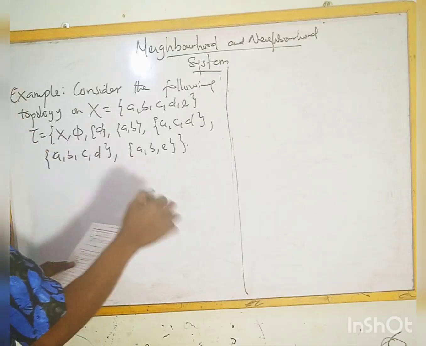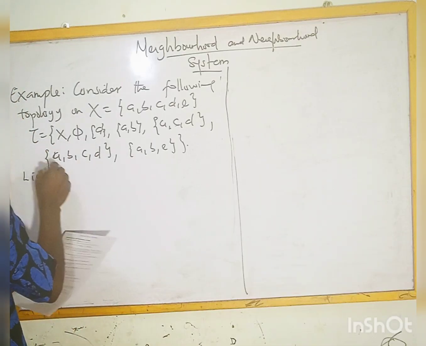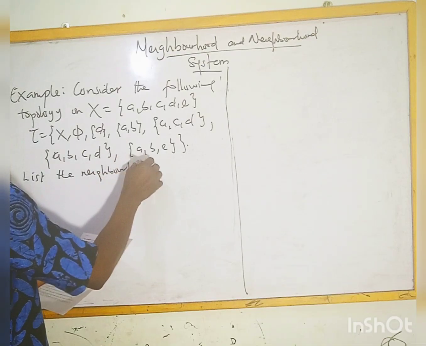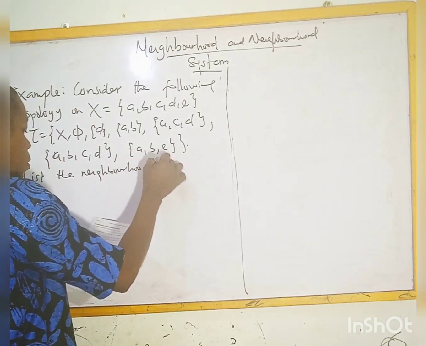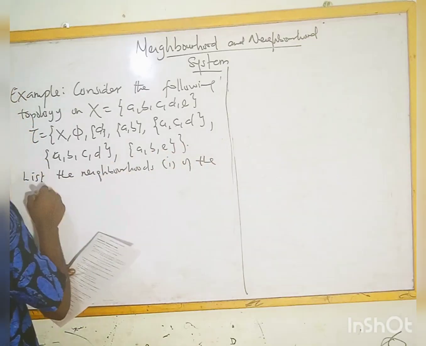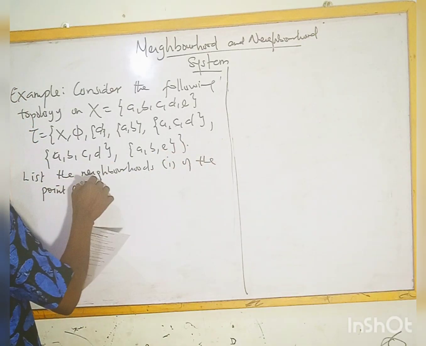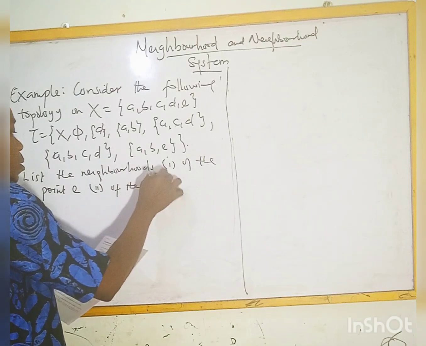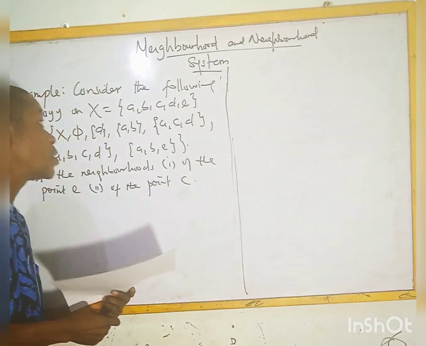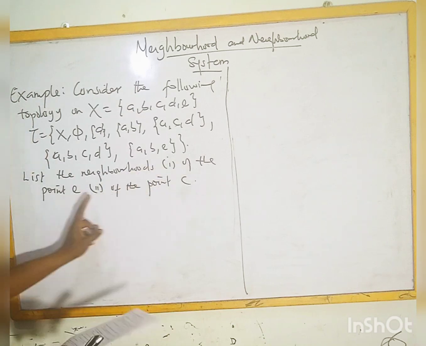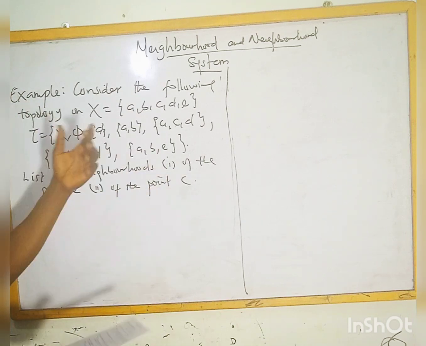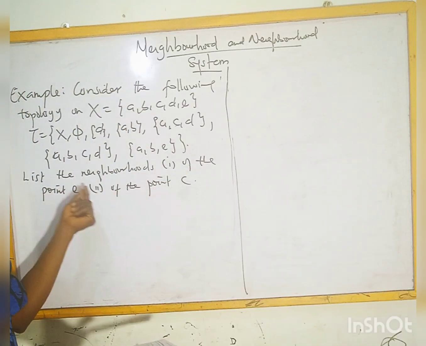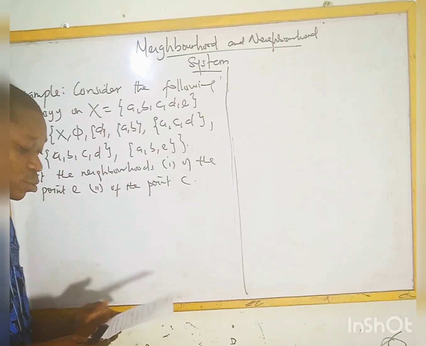So this is the topology that we have. Now it says list the neighborhoods, one, of the point E, and two, of the point C. We have to list the neighborhoods of each of the points E and C. Then you can also try looking for points A, B and D. I will do the other ones, E and C, now. How do you go about it?